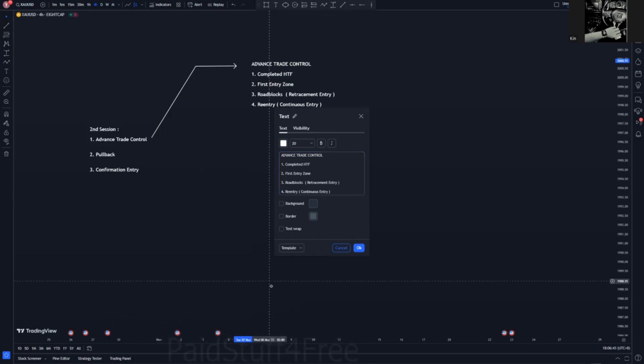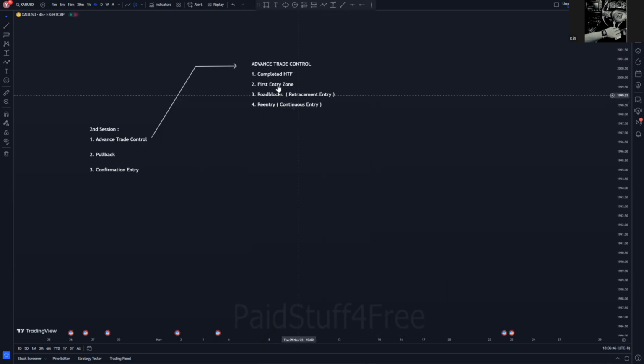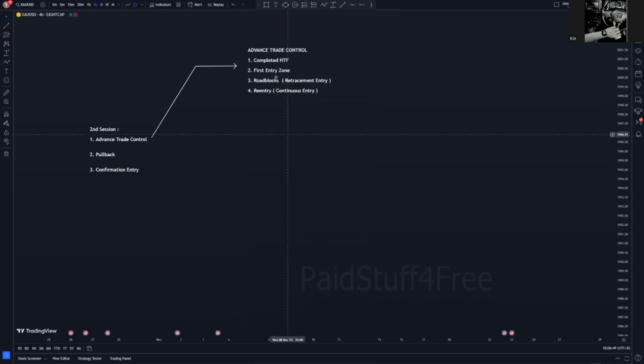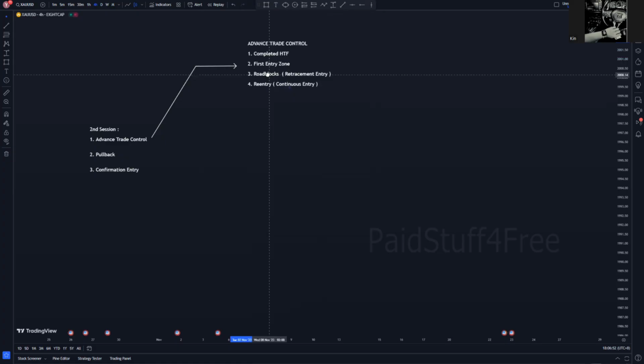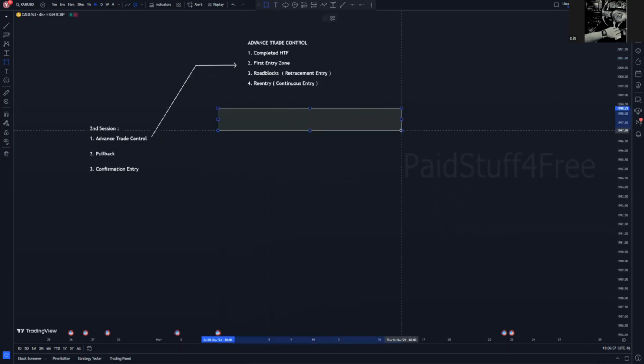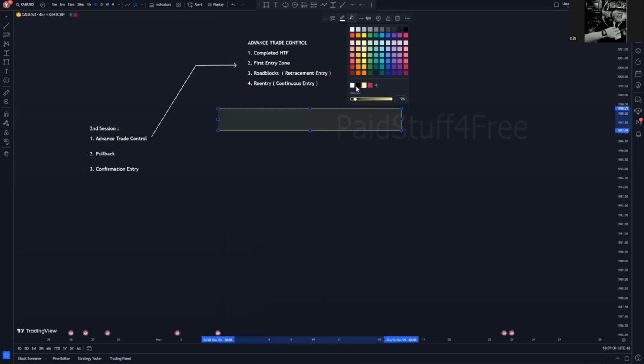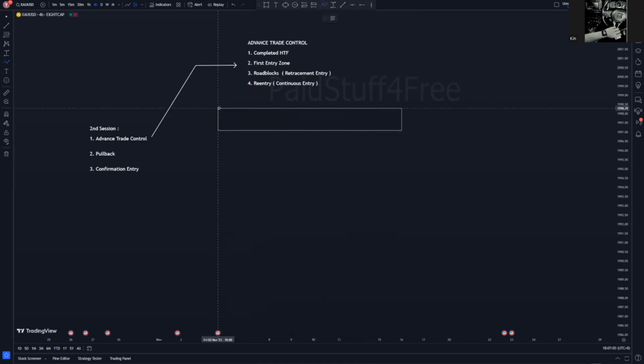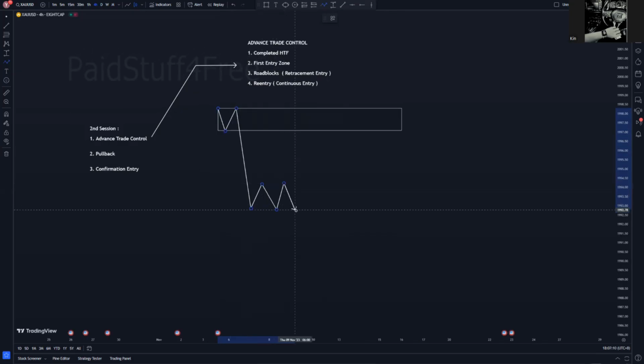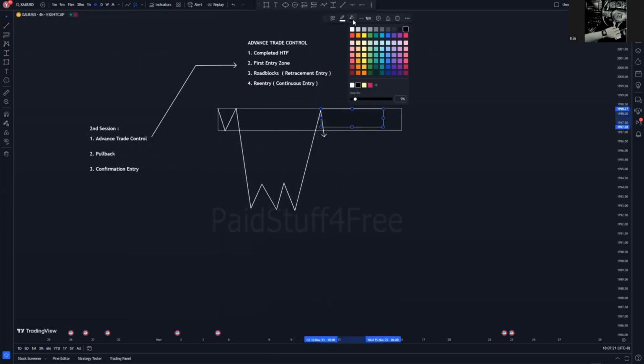All right. For now, I am going to explain to you guys with a drawing. For the first one, we have this engulfing sell. And then when the price makes a pullback into the zone, the price creates the trade control at the current market price. So this is the first one, which is the completed higher time frame.